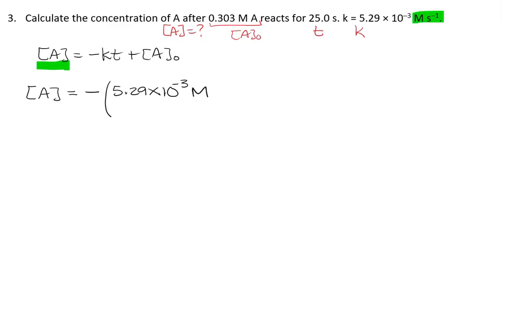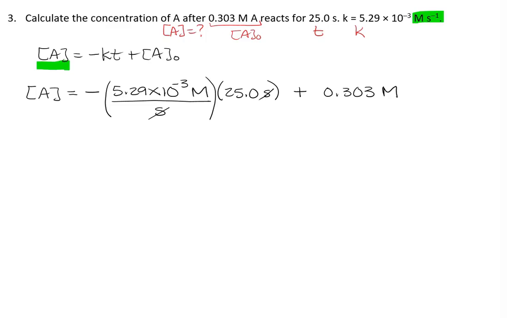Molarity goes in the numerator divided by seconds, so that goes in the denominator. This is a multiplication times time, so 25.0 seconds. Seconds will cancel, and this term has units of molarity. Don't forget, though, that we have to add the second part, which is 0.303 molar.